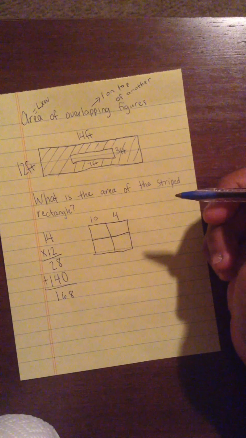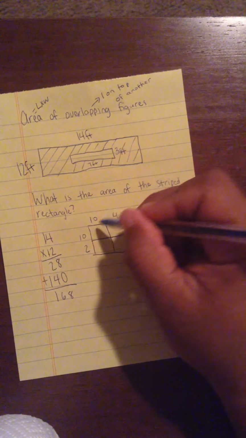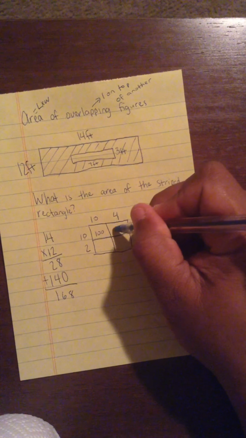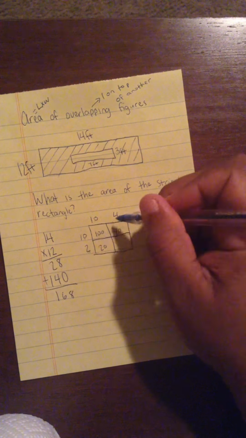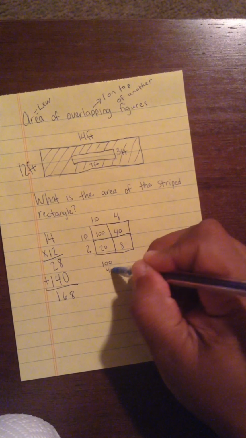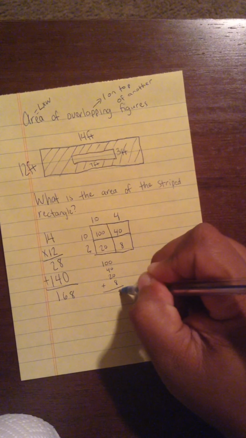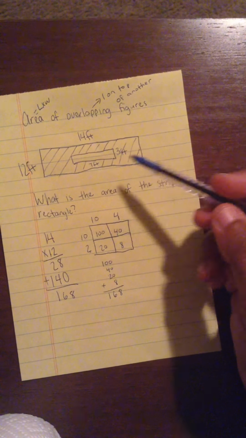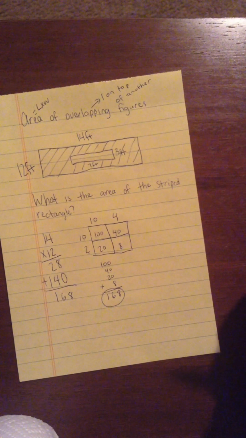10 and 4 is 14 in expanded form. 10 and 2 is 12 in expanded form. 10 times 10, 100. 10 times 4 is 40. 2 times 10 is 20. 2 times 4 is 8. And 100, 40, 20, and 8. 8 plus 0 is 8. 2 plus 4 is 6. Bring down my 1. So the area for the entire larger rectangle is 168 square feet.